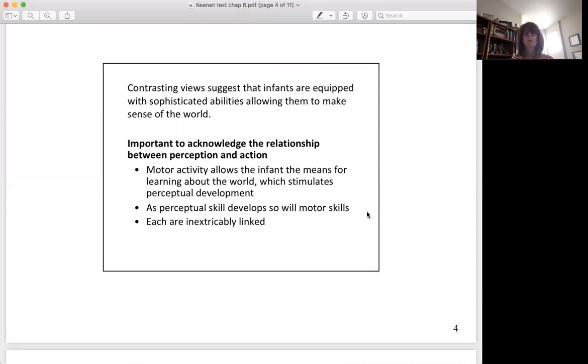to be mobile around the world that they live in and learn about the different stimulation points, whether it's visual, auditory, touch. Those things allow them to develop perceptually and in this regard, right, learn about the world. As our perceptual skill develops as we get older, so do motor skills. And each are really inexplicably and intrinsically linked.